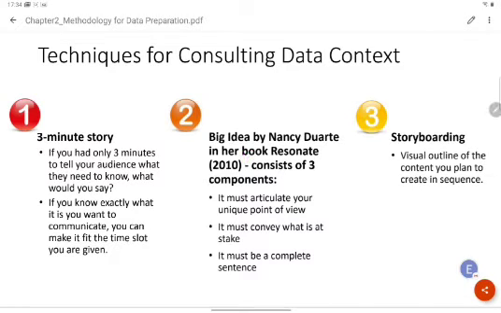The big idea by Nancy Duarte in her book Resonate, 2010, consists of 3 components: it must articulate your unique point of view, it must convey what is at stake, and it must be a complete sentence. Okay, and then storyboarding is a visual outline of the content you plan to create in sequence. So plan your data in sequence. That is storyboarding.